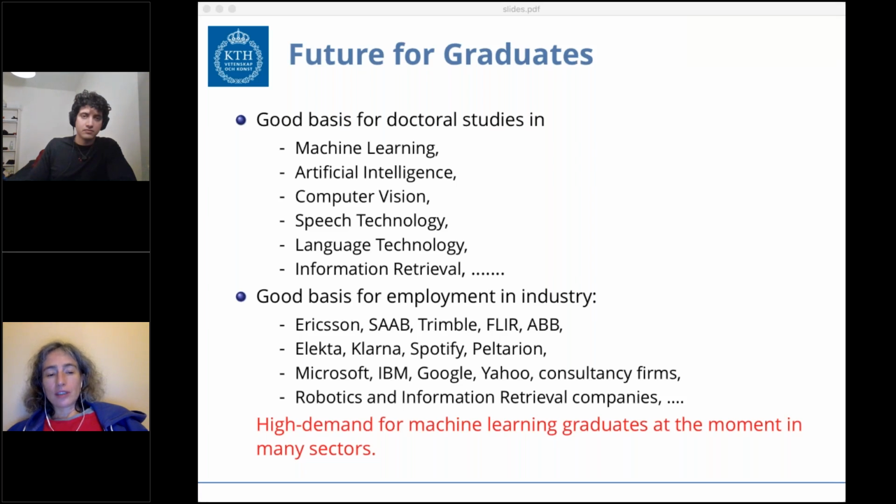I should have said before that because this program is large and has been going on for almost a decade, we have quite a few alumni and quite a large network, and there is a brand associated with this machine learning program. There is also high demand for machine learning graduates at the moment in many sectors. It's still competitive to find an interesting job, but you should not have too many problems finding one that's interesting as well.